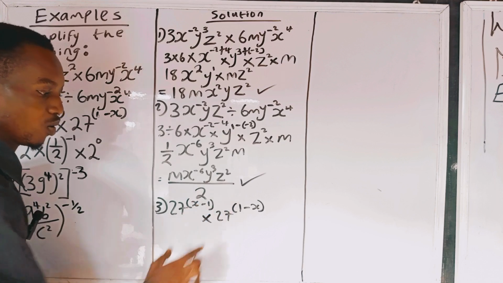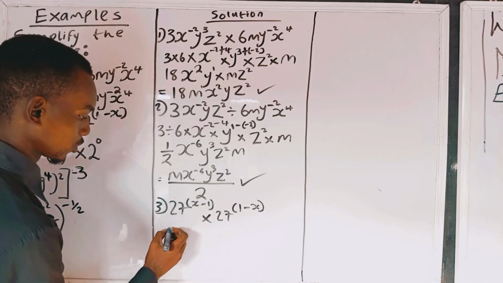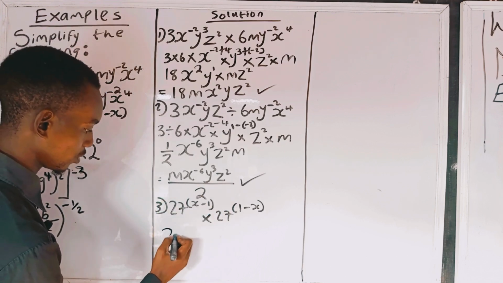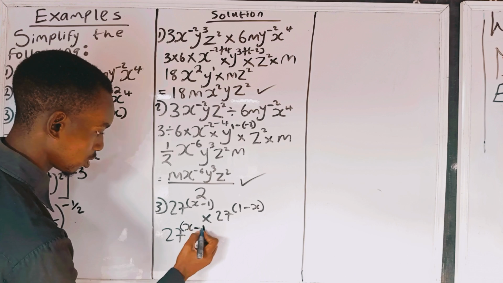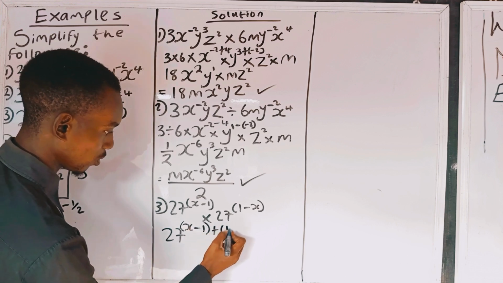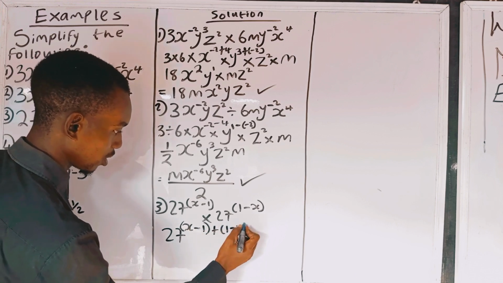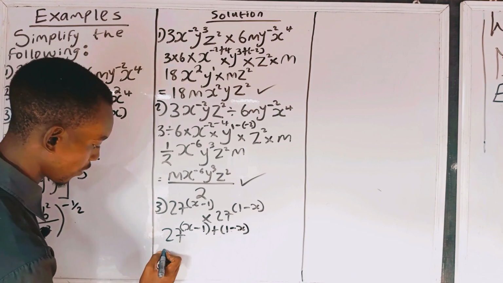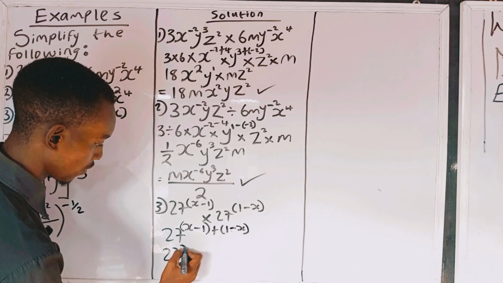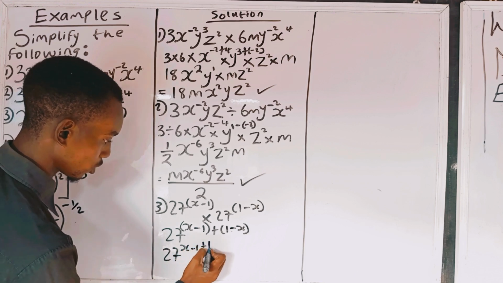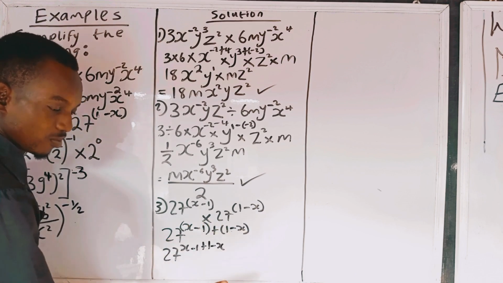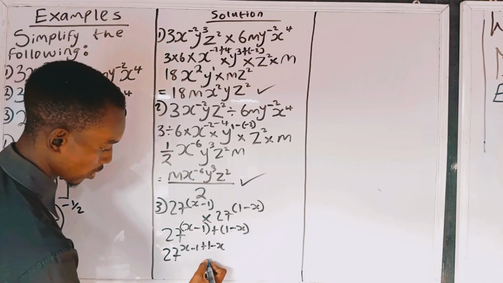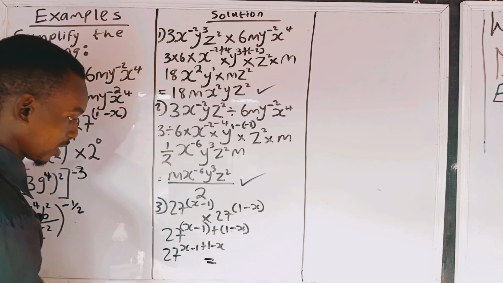So we add their what? Power, okay? So we pick 1, that's 27 to the power of x minus 1, then plus 1 minus x. So we have 27 to the power of x minus 1 plus 1 minus x. There is no subtraction, so we don't have to expand the bracket, okay? So now we don't have to multiply rather.